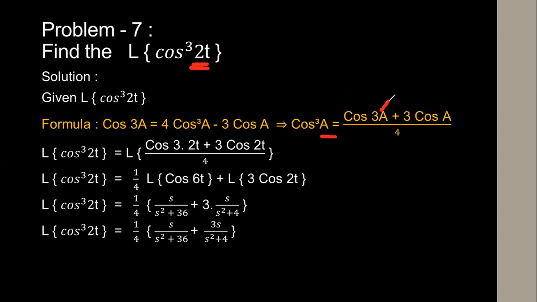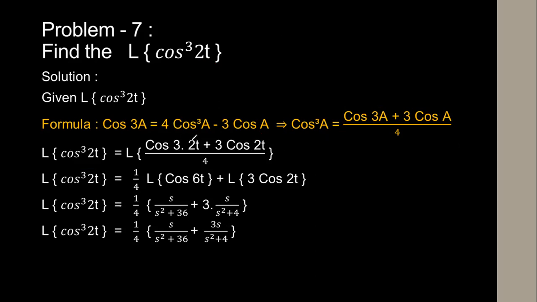Wherever you have a, you have to simply substitute a as 2t, and then evaluate this function. So finally, Laplace transform of cos cube 2t is given as, applying this formula here, cos 3a. In place of a, you have to substitute 2t. Why? Because in place of a, you have 2t. Cos 3 into 2t plus 3 cos a, whose value is nothing but 2t by 4.